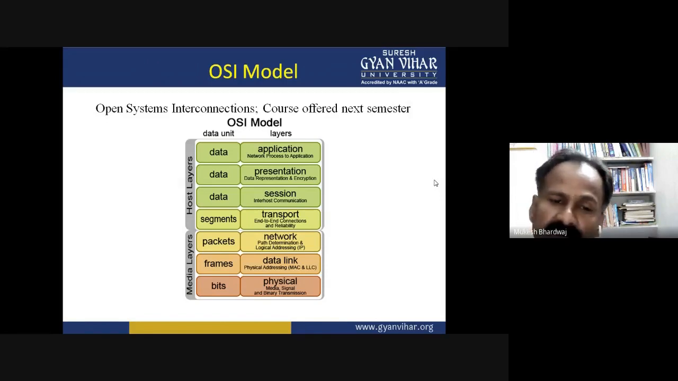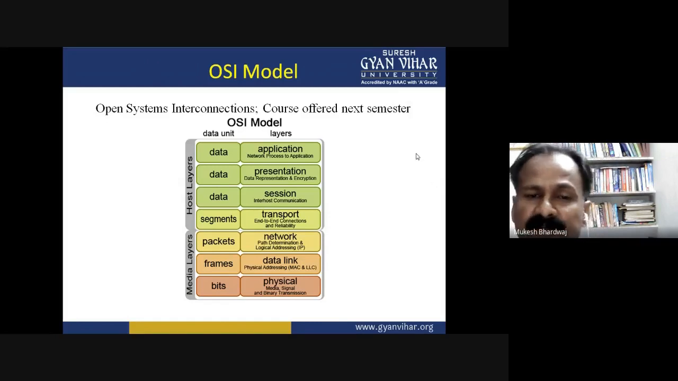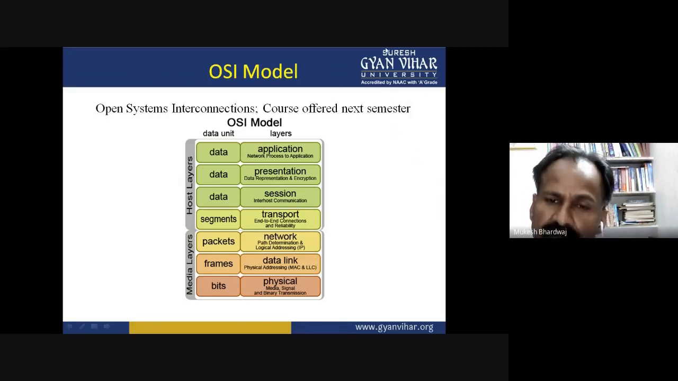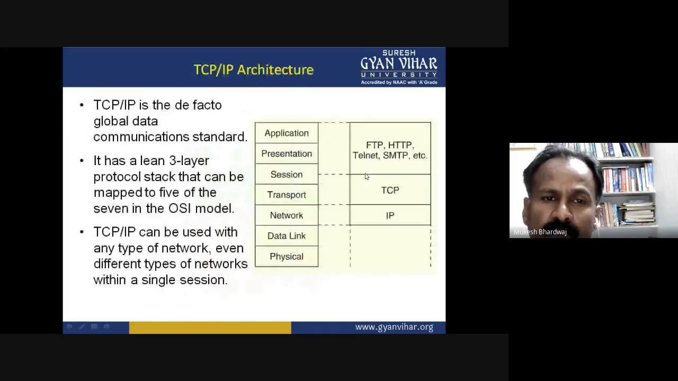And after that, the frames are converted into bits and transmitted through the physical layer, that is media, signal and binary transmission. So it is a very important Open System Interconnect. The OSI model is a very important reference model for electronic communication. And TCP/IP, Transmission Control Protocol/Internet Protocol architecture, is the de facto global data communication standard.